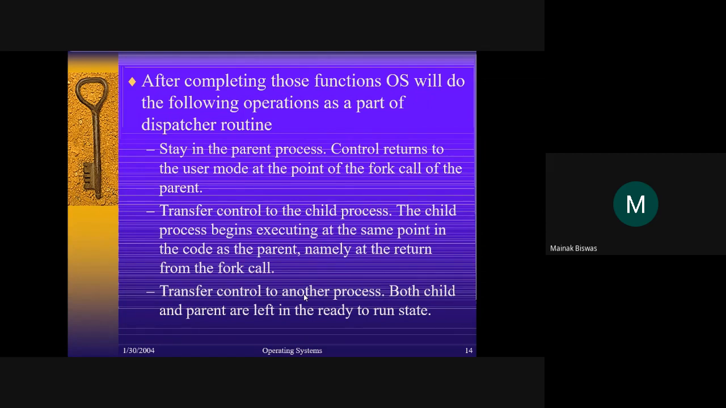ঠিক আছে, এখানে কিন্তু কন্ট্রোল করছি আমি, stay in the parent process যতক্ষণ এগুলো কমপ্লিট হচ্ছে. So we stay in the parent process, we return to the user mode at the point of the fork call of the parent. ঠিক আছে, now we are transferring control to the child process. The child process begins executing at the same point in the code as the parent, মানে যেখানে স্টার্ট হচ্ছে সেখানে এক্সিকিউট করা স্টার্ট করবে, ঠিক আছে, যেখানে রিটার্ন করবে, and we then transfer control to another process. Both child and parent are left in the ready to run state.